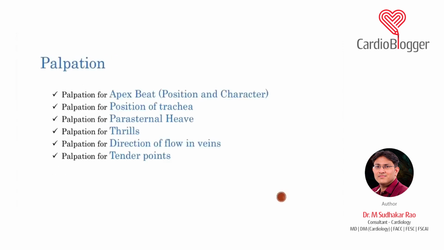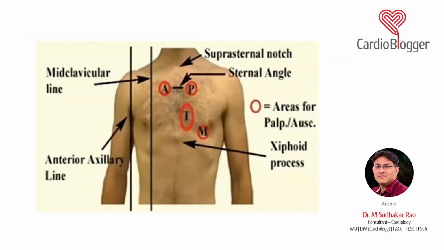Now, coming to the palpation of the cardiovascular system, the most important thing is the apex beat, and that is our main topic of discussion today: to palpate the apex beat, to palpate the parasternal heave, to palpate the thrills, to palpate for the direction of flow in the veins, and to palpate for any tender points. Now, these are the various areas which I showed you.